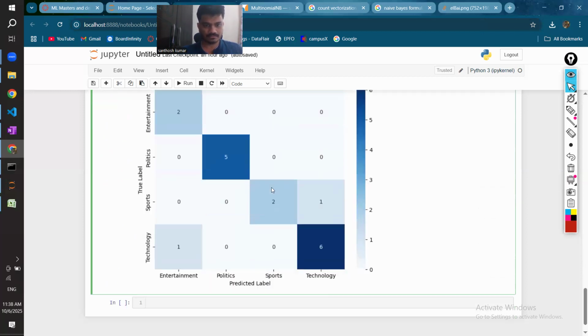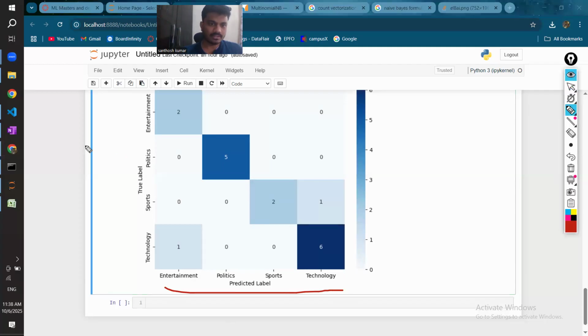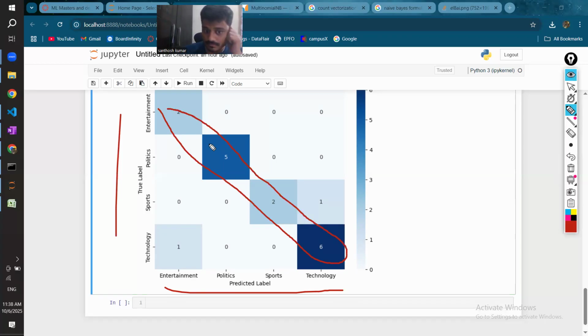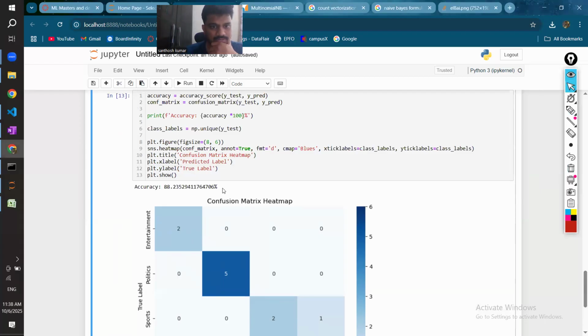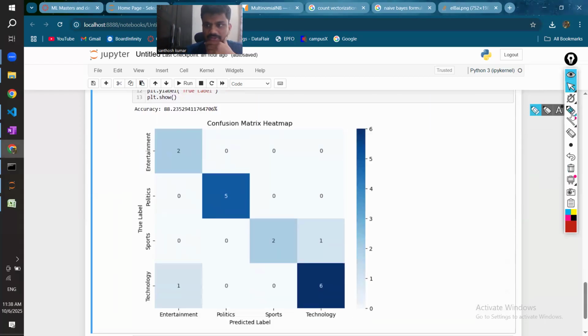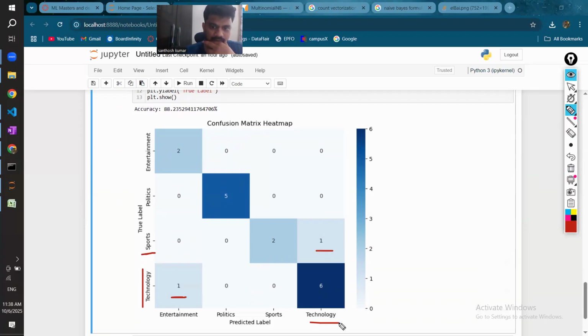When you run this, these are the 4 classes you have predicted. So this is true, perfectly. What was the accuracy actually? Accuracy is 88. That means there are some misclassifications. So this is a misclassification: it is actually technology, but the model said entertainment. Here it is actually sports, but the model said technology. Apart from that, everything is good.